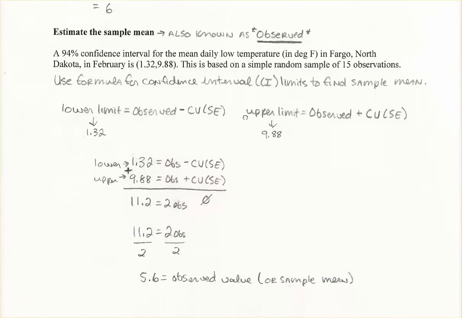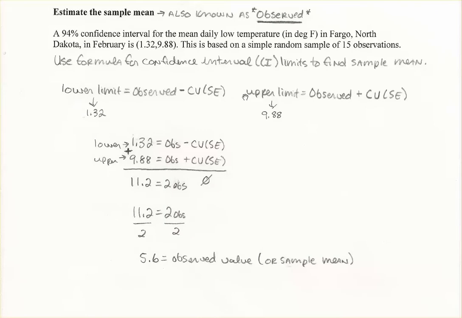All right, estimate the sample mean. Remember, the sample mean is also known as the observed. For this one, we're going to use the formula for the confidence interval limits, the upper and the lower, to find the sample mean. The lower limit is the observed minus the critical value times the standard error, while the upper limit is the observed plus the critical value times the standard error.